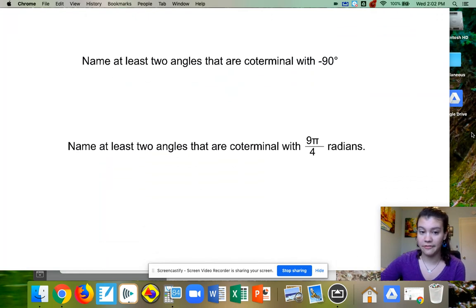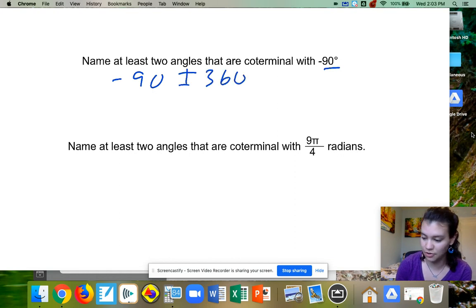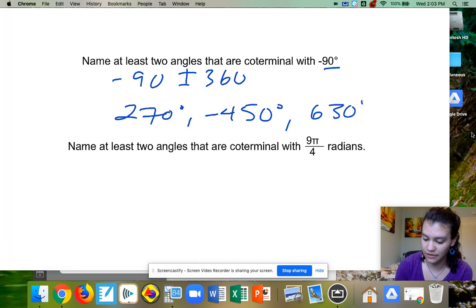So, how to find coterminal angles? Here, if you're in degrees, you just want to add or subtract 360. So take negative 90 and add or subtract 360 to get your coterminal angles. So you could get 270, you could get negative 450, you can get 630, etc. And you could keep going on forever and ever. There's an infinite number of coterminal angles.